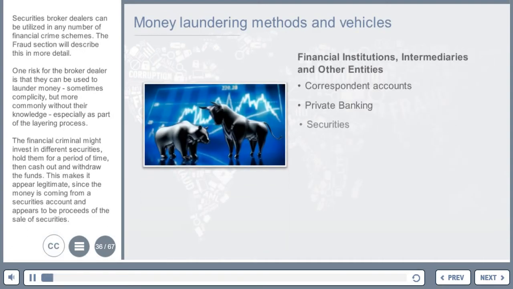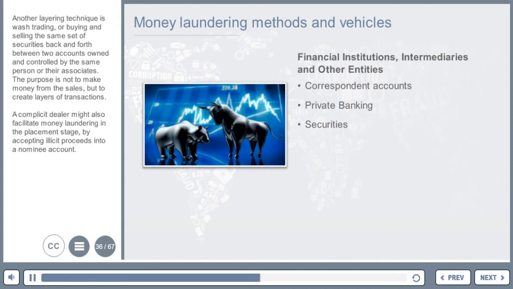Securities broker-dealers can be utilized in any number of financial crime schemes. The fraud section will describe this in more detail. One risk for the broker-dealer is that they can be used to launder money, sometimes complicitly, but more commonly without their knowledge, especially as part of the layering process. The financial criminal might invest in different securities, hold them for a period of time, then cash out and withdraw the funds. This makes it appear legitimate since the money is coming from a securities account and appears to be proceeds of the sale of securities.